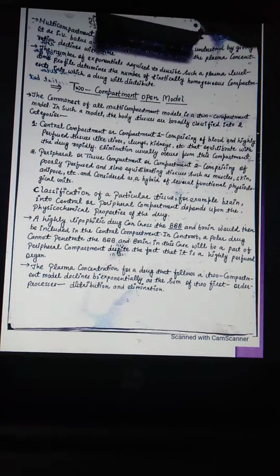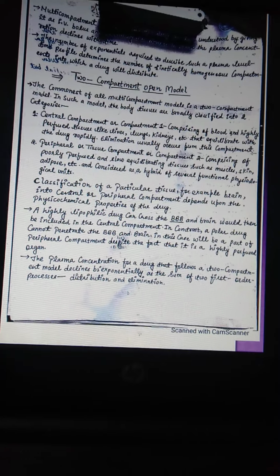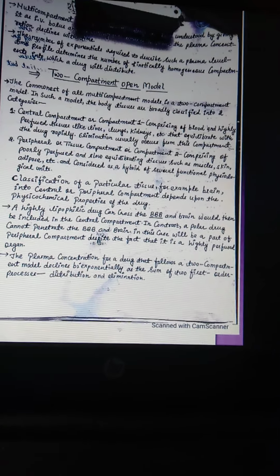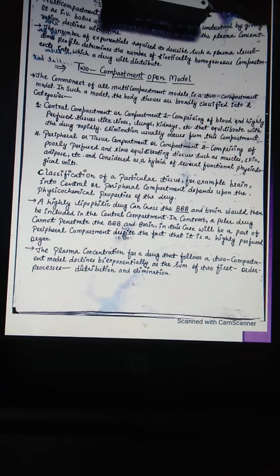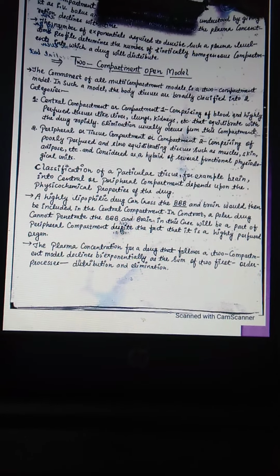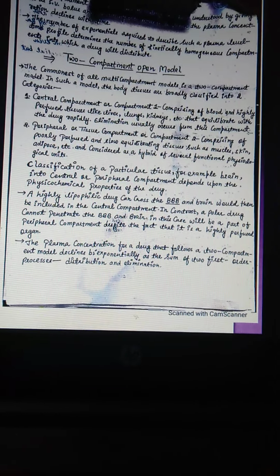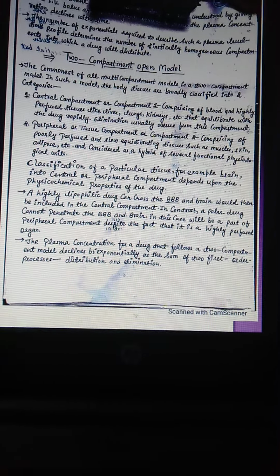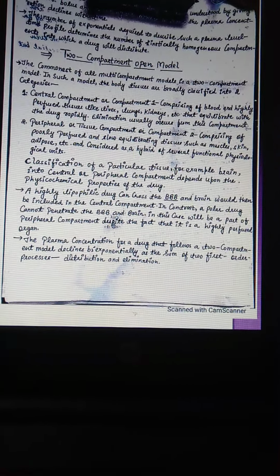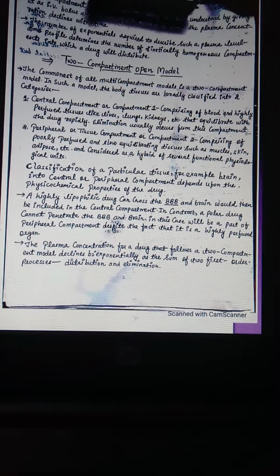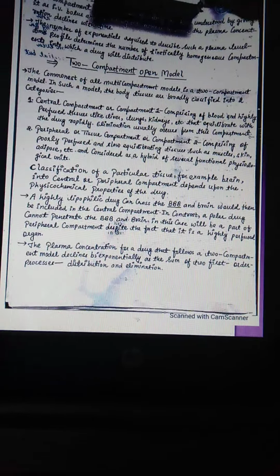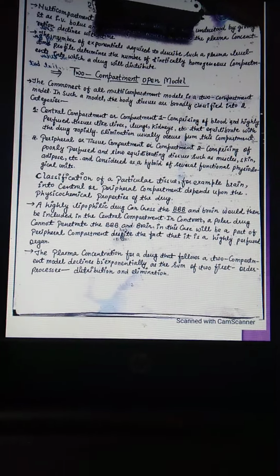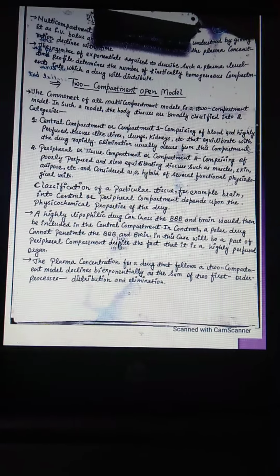So here we are going to start the multi-compartment open model, where the first one is the two compartment model. The two compartment model is one of the common models among the multi-compartment models, where there are two compartments, compartment 1 and compartment 2. Compartment 1 comprises the blood and highly perfused tissues like liver, lungs, kidney, etc., where the drug rapidly equilibrates, and elimination generally occurs from the central compartment. Second is the peripheral compartment, which is composed of poorly perfused and slowly equilibrating tissues, that is muscle, skin, adipose, etc. It's a hybrid of several functional physiological units.